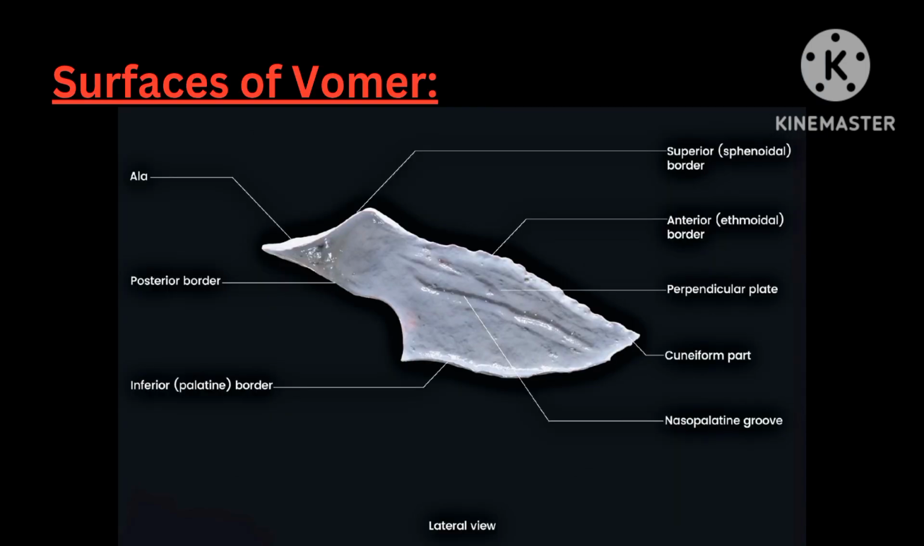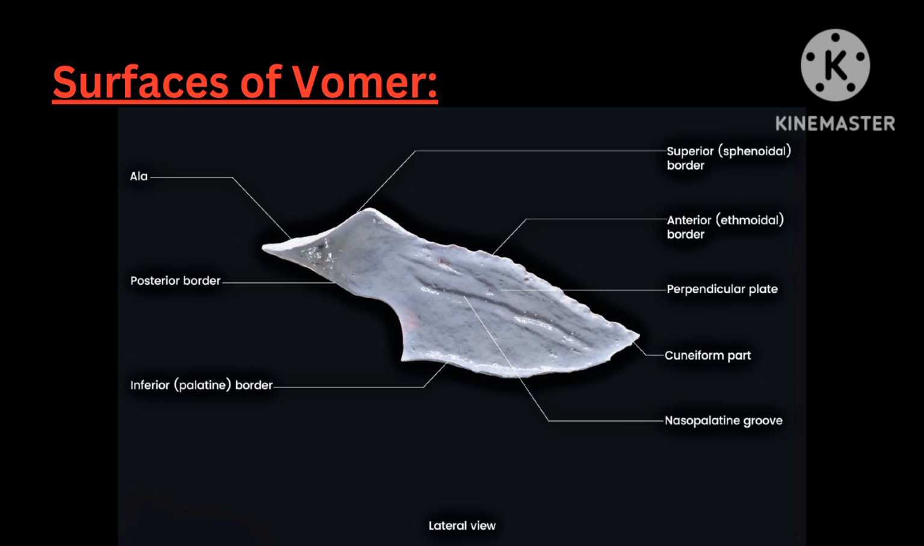The vomer has 2 surfaces. Right surface faces the right nasal cavity. Left surface faces the left nasal cavity. Both surfaces are similar in structure and function. Both surfaces are smooth, flat, and covered with nasal mucosa. Small grooves run along both surfaces, accommodating branches of the sphenopalatine artery and the nasopalatine nerve. These structures supply blood and sensory innervation to the nasal septum.